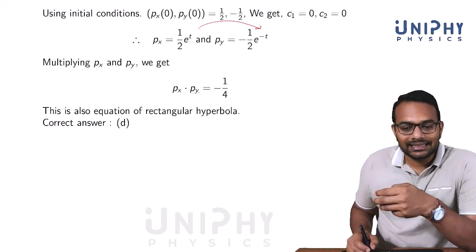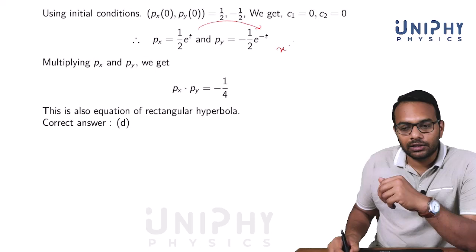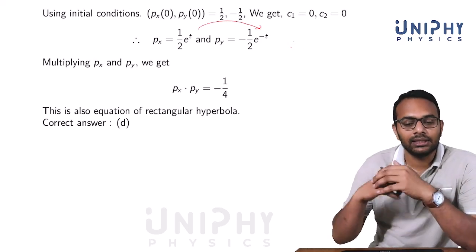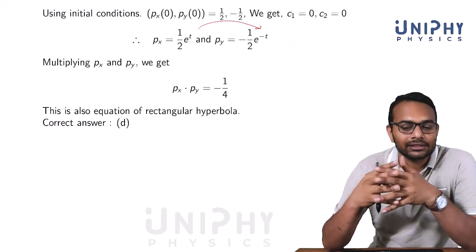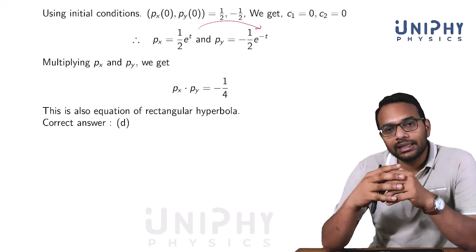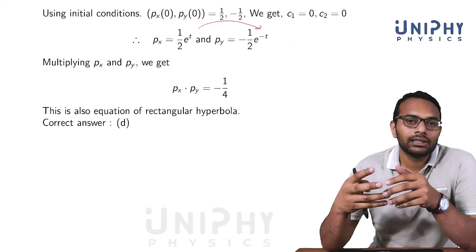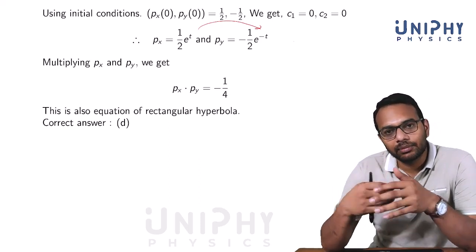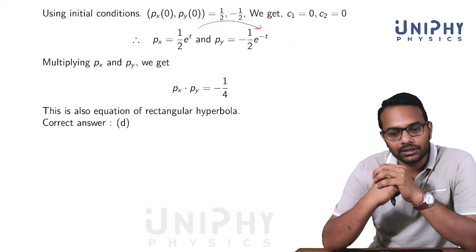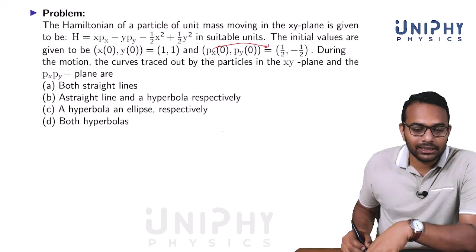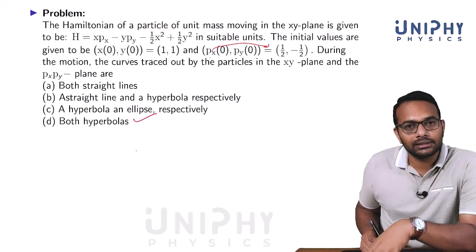If you look at this, it's exactly the same form as xy equal to constant. All right, we have got pxpy equal to a constant. This is also an equation for a rectangular hyperbola. It's a class of hyperbolae. So we have found that both in the xy plane and in the pxpy plane, we have got the curve. The curves are rectangular hyperbolas corresponding to the given Hamiltonian. All right, so we have solved the problem. The correct answer is option D. Both are hyperbolas.